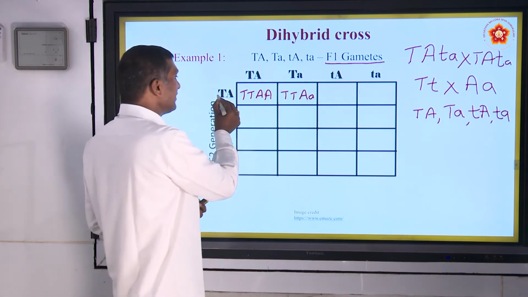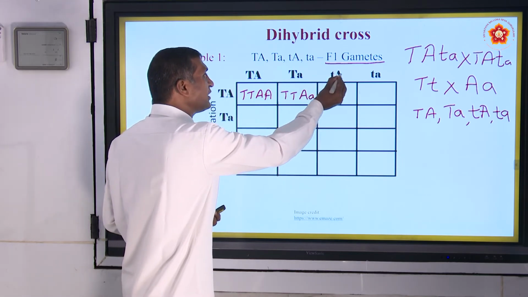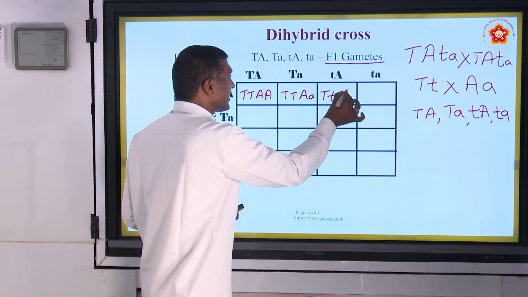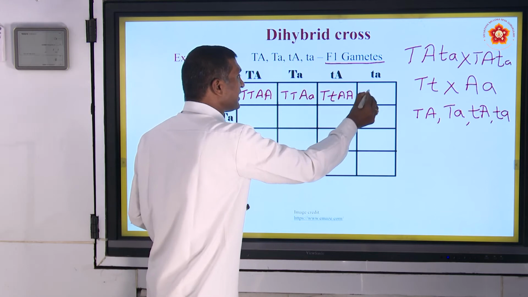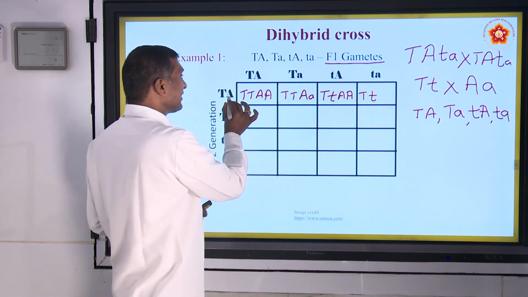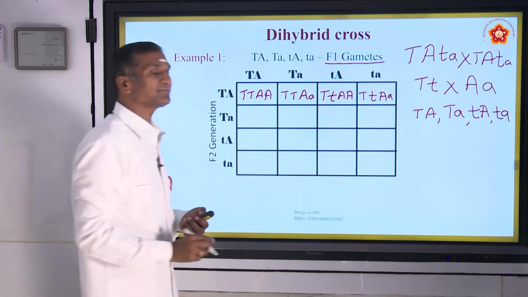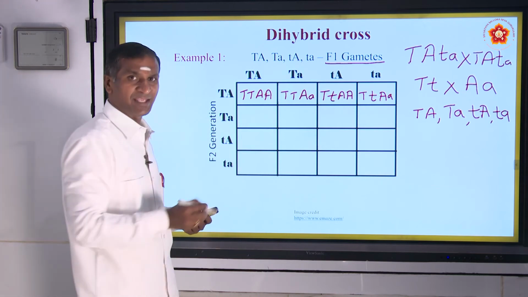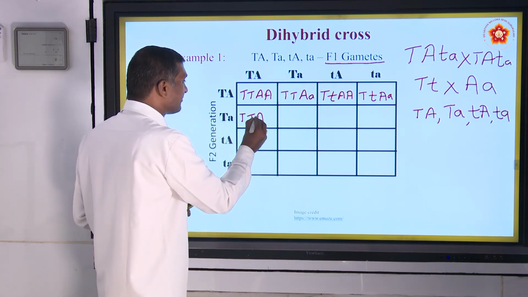Combining and writing. Third one, capital T, capital A with small t, capital A. So, capital T, small t, capital A, capital A. Capital T, small t, capital A and small a. Combining and writing. Now, I think I may start writing the next thing. So, capital T, capital T, capital A, small a.